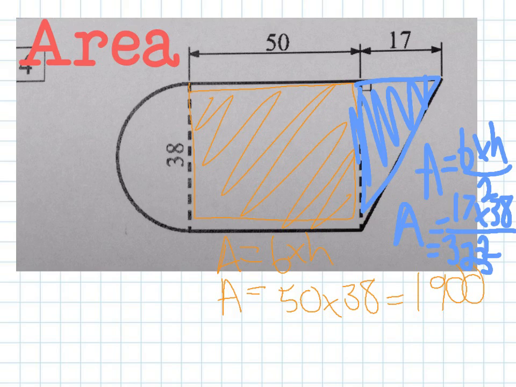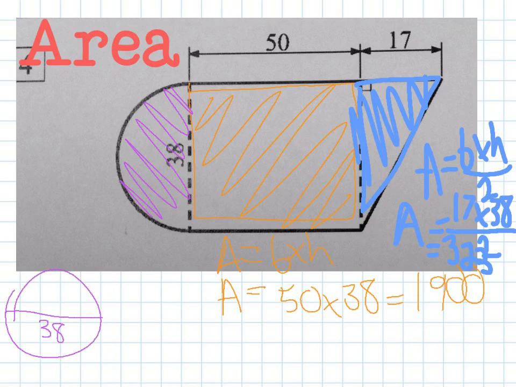And the last bit that I have to find is that little semicircle right here. So if I had the area of the whole circle right here, I know that the diameter would be 38. That means its radius is half of that. So if I take 38 divided by 2, I get 19. So 19 is my radius. That means if I have my little radius square right here, that's going to be a 19 by 19 inch square.